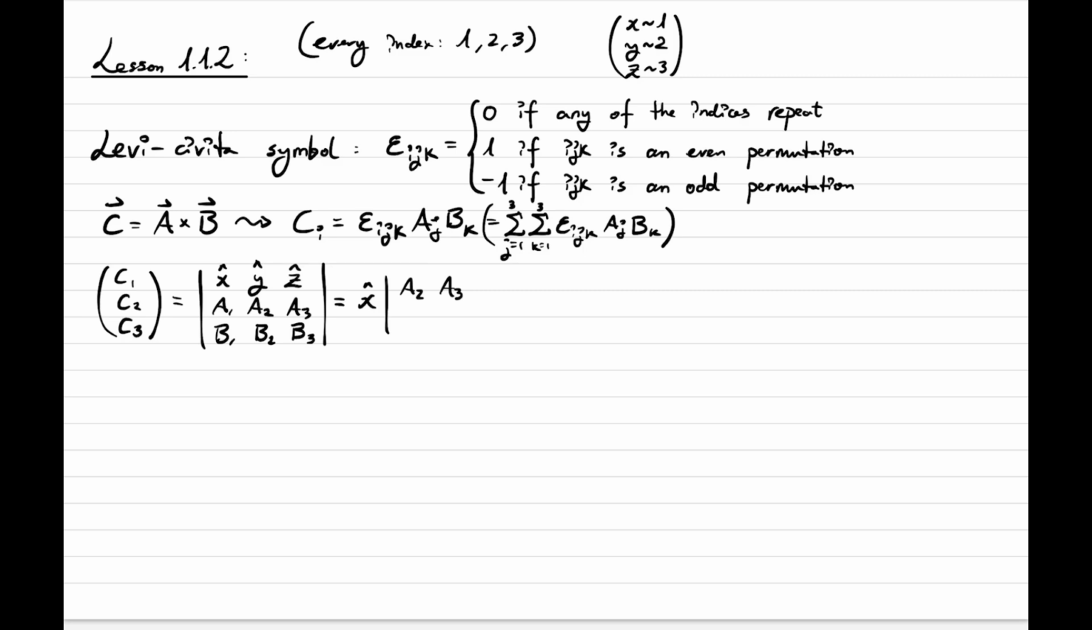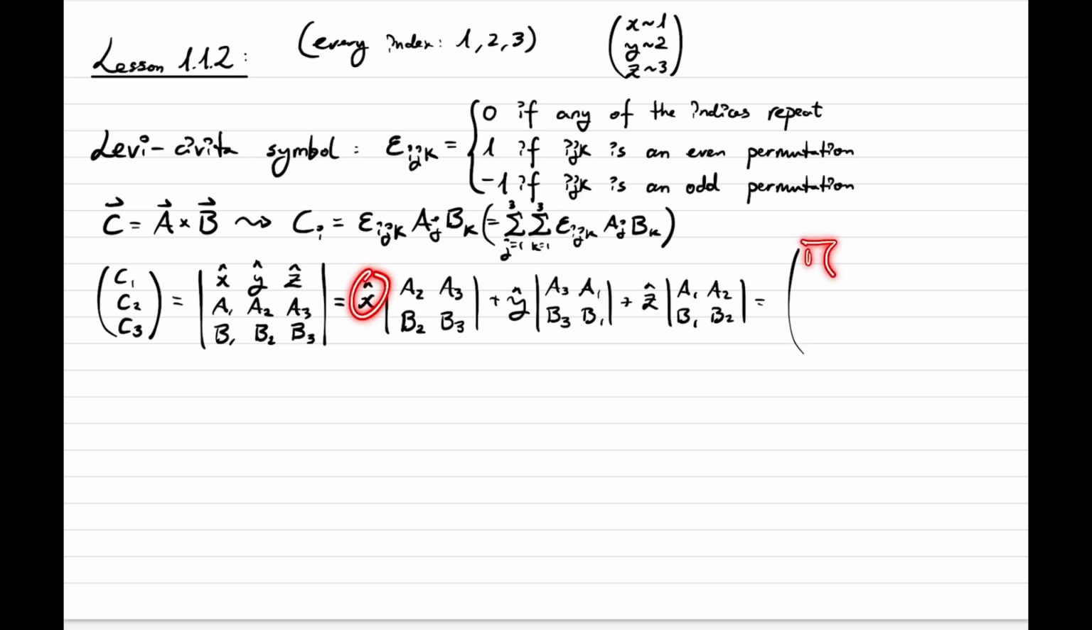And let's see, we can decompose the determinant in this sum. Okay, and now we can put the X component in the first slot, the Y component in the second slot, and the Z component in the third slot, and we form our column vector. So this first one is just going to be A2 times B3 minus A3 times B2. The second one is going to be A3 times B1 minus A1 times B3. And for the Z component, well, the third component is going to be A1 times B2 minus A1 times B1.